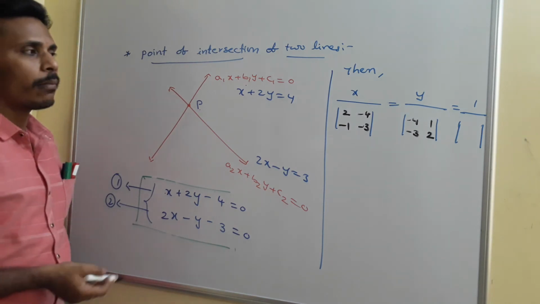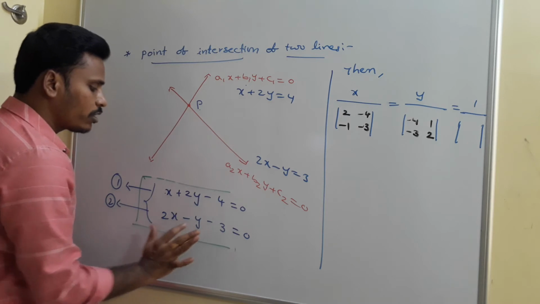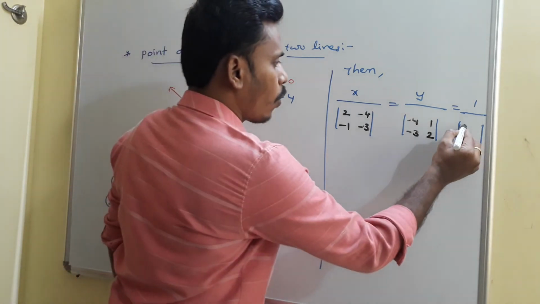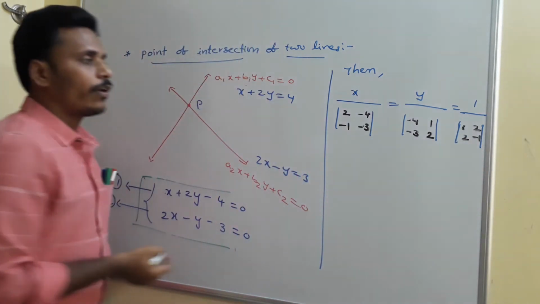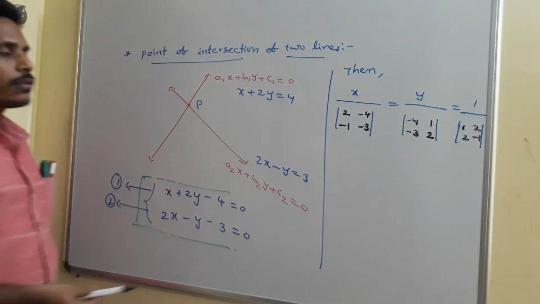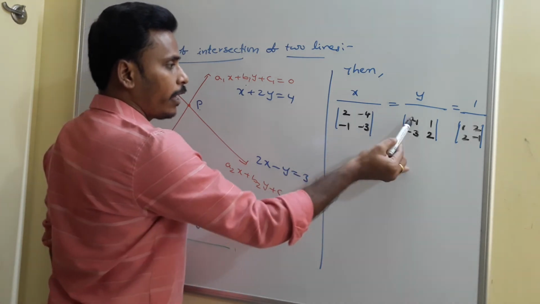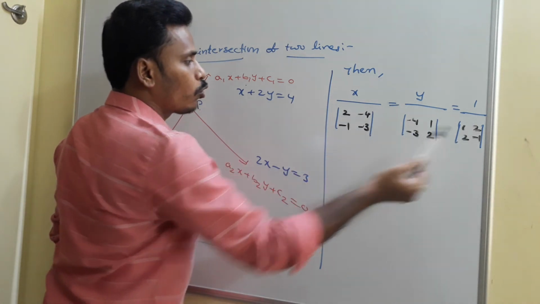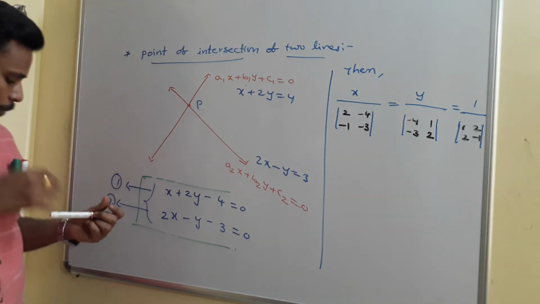And then coming to 1 by, it is the constant part. So close this constant and then use the x coefficients and y coefficients, 1 2, and the next row is 2, minus 1. Have a look at there. See, the terms must be continuous actually. 2 minus 1, minus 4 minus 3, minus 4 minus 3, 1 2, 1 2, 2 minus 1. And the next step, we need to use the determinant technique.